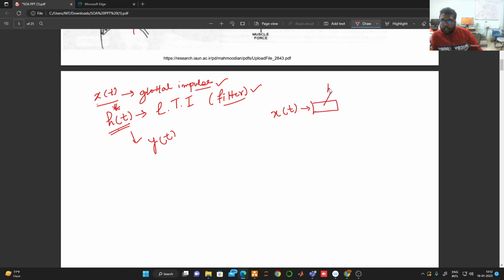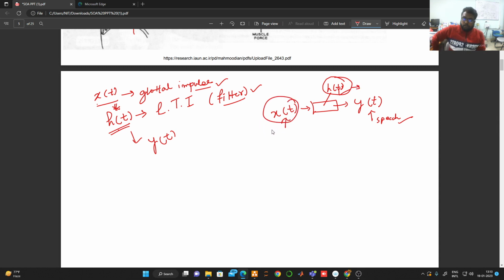This is the h(t), and there we get the y(t), and this is our speech. This is the shape of the vocal tract, and this is the glottal impulse. Now, this I have represented in the time domain, so let us go to the frequency domain.